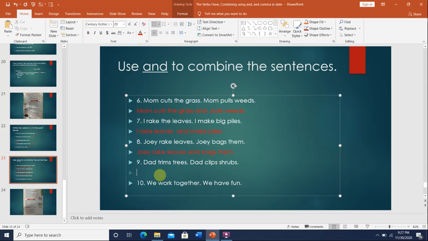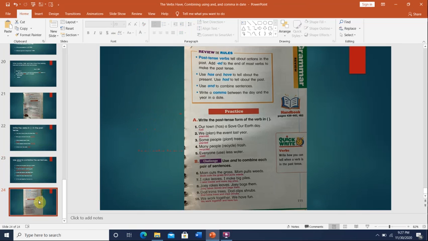Okay. So if I say here, Dad trims trees, Dad clips shrubs, how will I combine them? Dad trims trees and clips shrubs. Number 10: we work together, we have fun. How will I combine them? We work together and have fun. All right, and that was it for today. These are the answers. That's all.